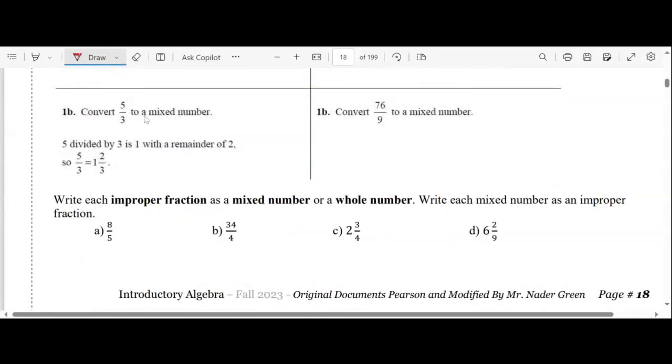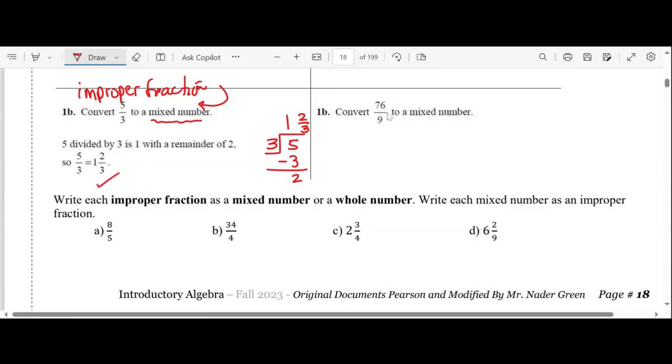Here, convert 5 over 3 to a mixed number. So we convert this. This is an improper fraction or proper? Improper. We convert it to what? To a mixed number. So 5 divided by 3. If you do long division, what are you gonna get? 1, right? 1 times 3. Subtract, you get 2. So what's the remaining? 2 over 3. Is this clear? Clear.